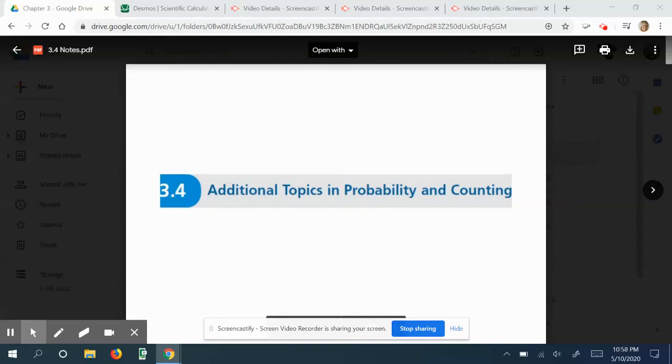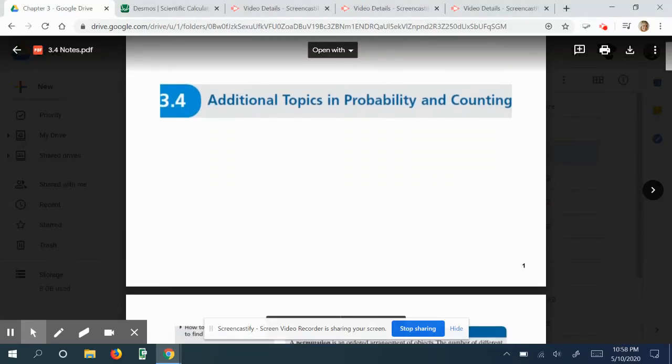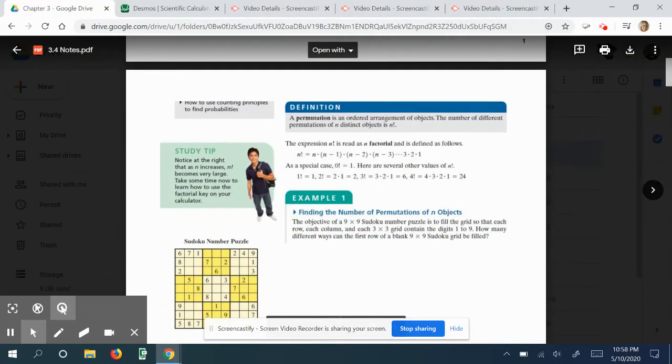So today we're going to be talking about some additional topics in probability and counting, okay? The first thing we're going to talk about is something called a permutation. Now, a permutation is an ordered arrangement of objects, and the number of different permutations of n distinct objects is n factorial. So that's what that exclamation point means. It means factorial. This is how we find a factorial.